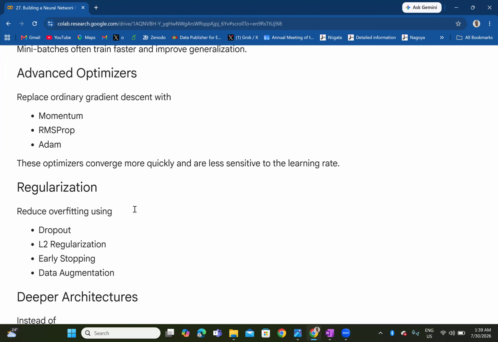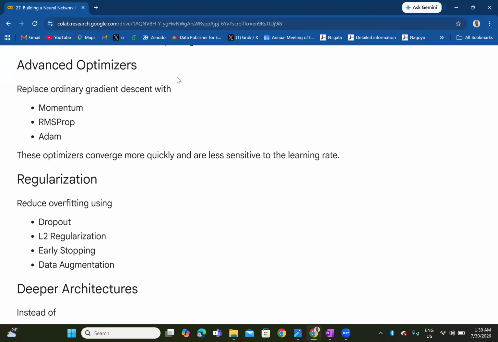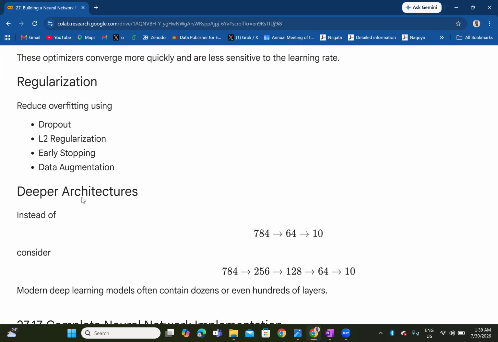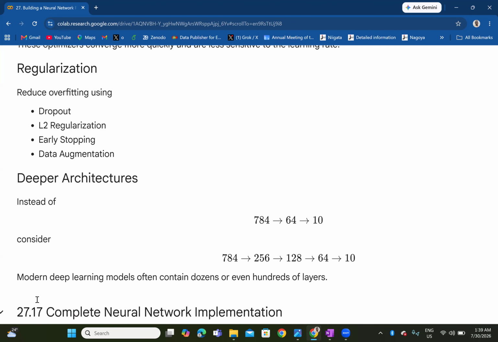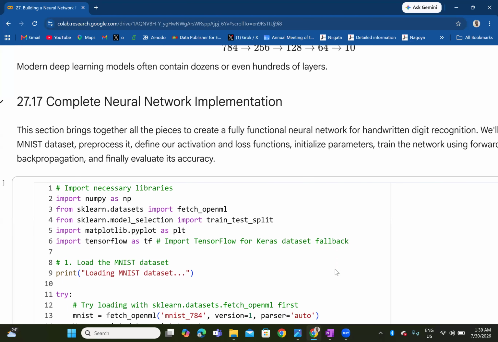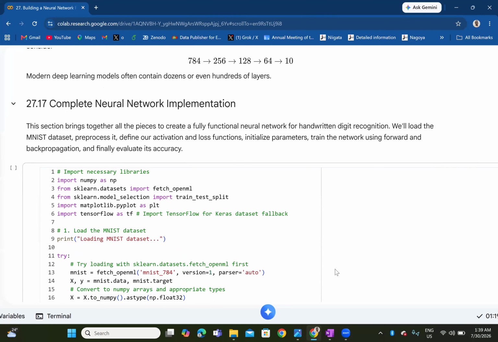Then you have advanced optimizers. You can replace ordinary gradient descent with momentum, RMSprop, and Adam. We've seen that in previous videos. These optimizers converge more quickly and are less sensitive to the learning rate. Then you have regularization also. You can reduce overfitting using dropout, L2 regularization, early stopping, and data augmentation. And you have deeper architectures. Instead of 784 to 64 to 10, you can consider 784 to 256 to 128 to 64 to 10. Modern deep learning models often contain dozens or even hundreds of layers, so that you get a correct answer as much as possible.